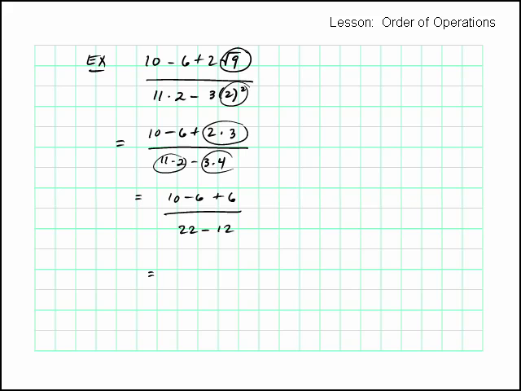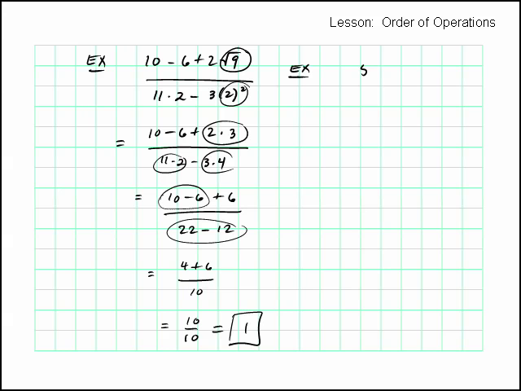Next is subtracting. 10 minus 6 is 4. In the denominator, I have 22 minus 12, which is a 10. Looks like we have 10 over 10, which reduces to a 1. And so that expression is equal to 1. Here's another.